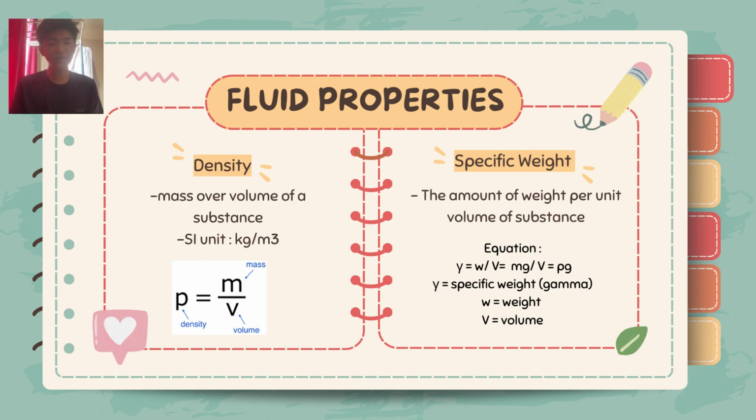The second one is specific weight. Specific weight is the amount of weight per unit volume of substance. So below will be the derivation based on the definition of the specific weight. The SI unit is meter cube per kg, which is the inverse of density.